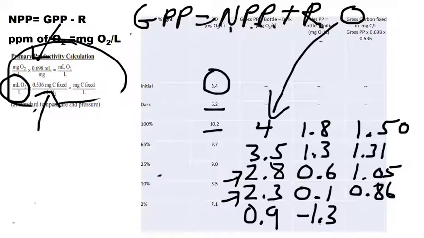And then finally, the same thing on the bottom with the 2%. Take the gross primary productivity in terms of oxygen, 0.9, times the top conversion factor of 0.698. Take the answer of that calculation and multiply by 0.536 to get a gross amount of carbon fixed of 0.34. And again, that's milligrams of carbon fixed per liter of water.